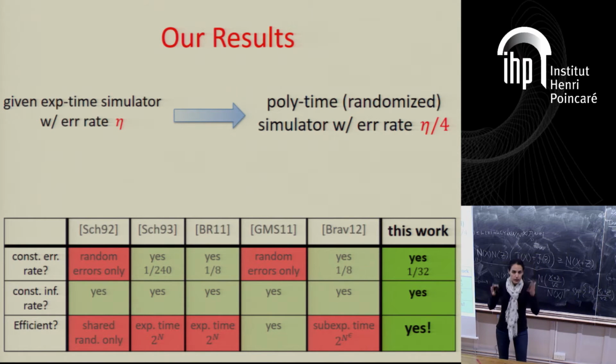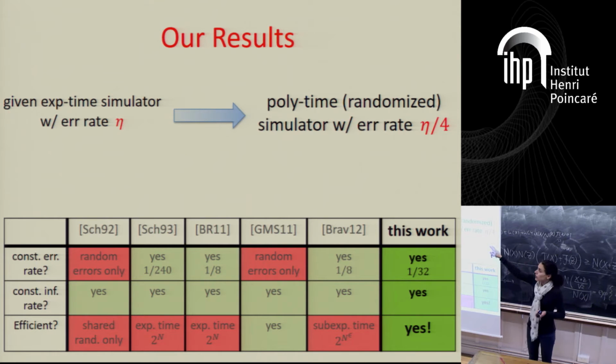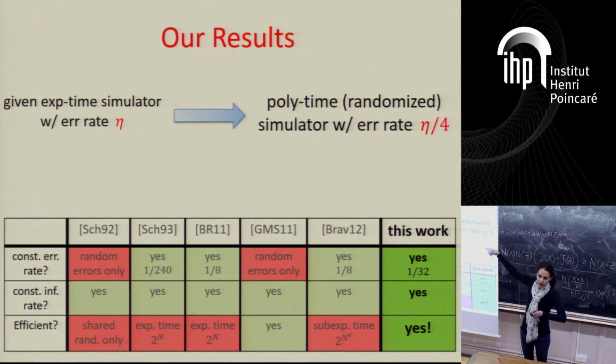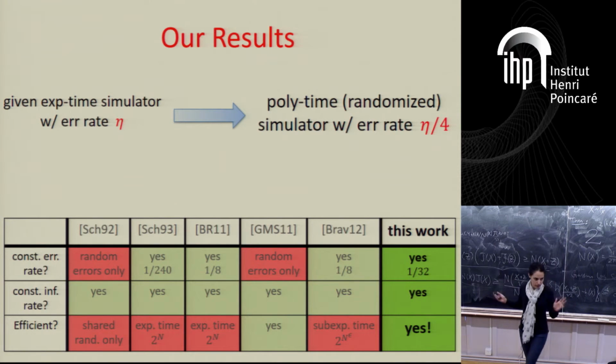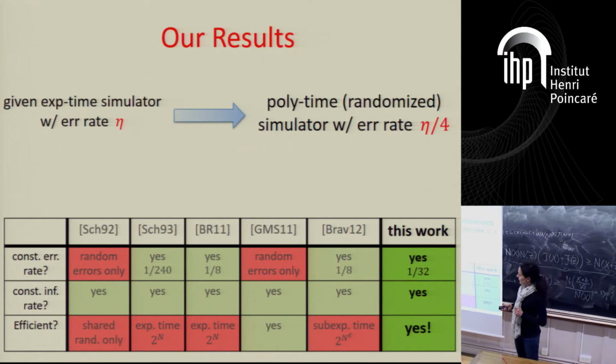So just give me any kind of way to encode with exponential blow up. I'm going to convert back to polynomial blow up in efficiency. We do lose a little bit in the error rate. So if you give me an interactive coding scheme that is resilient to eta error, then our interactive coding scheme is resilient to eta over 4 error. So we lose this constant fraction in resilience to error. I don't know if it's inherent, but that's what our analysis gave us.